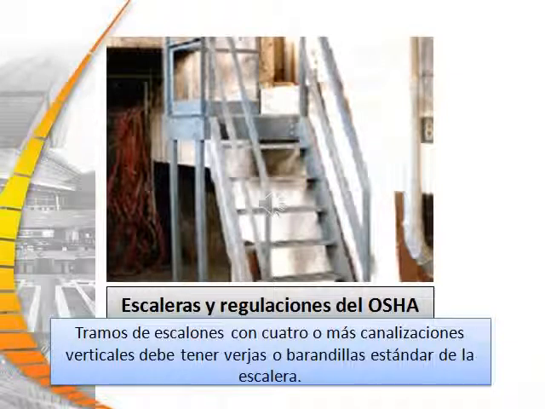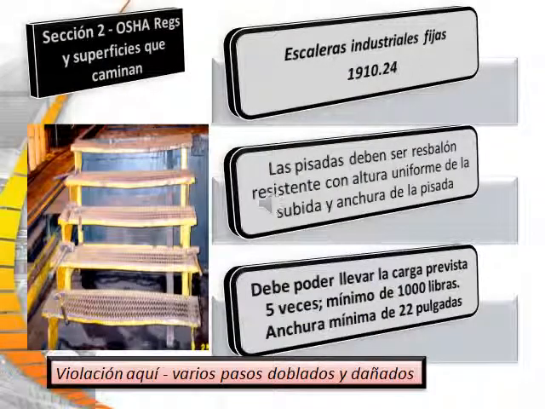The stairways and ladders standard calls for flights of stairs with 4 or more risers to have standard railings or handrails, as depicted in this picture. Fixed industrial stairs. Stairs must be slip resistant with uniform rise height and tread width. They must be able to carry 5 times the expected load, with a minimum of 1,000 pounds. The minimum width of the stairs must be 22 inches.